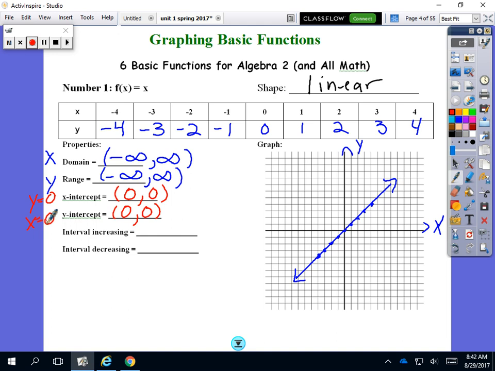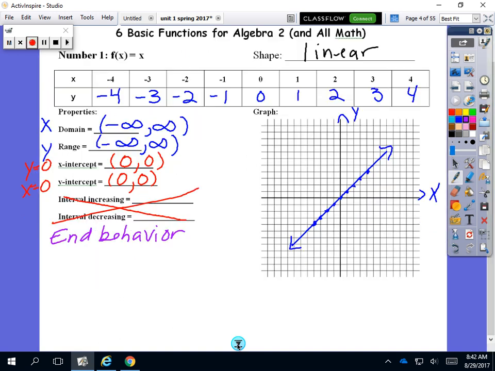Now, one thing that you may not remember from Math 2 is the term interval increasing and interval decreasing. We're actually not going to do that right now. We're going to look at the end behavior. I don't want to look at the intervals increasing and decreasing. We're going to look at that later in the week. So let's look at end behavior. And we're just going to simplify the term end behavior at this point.